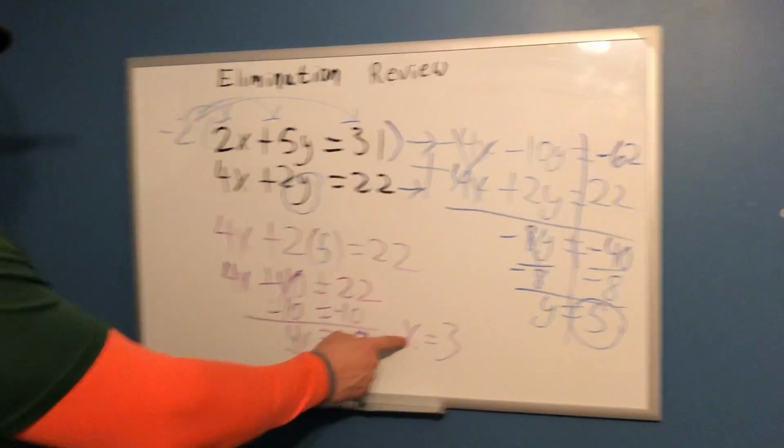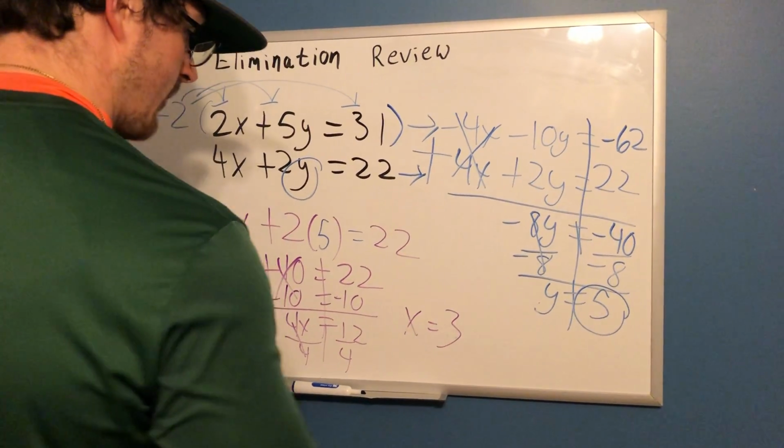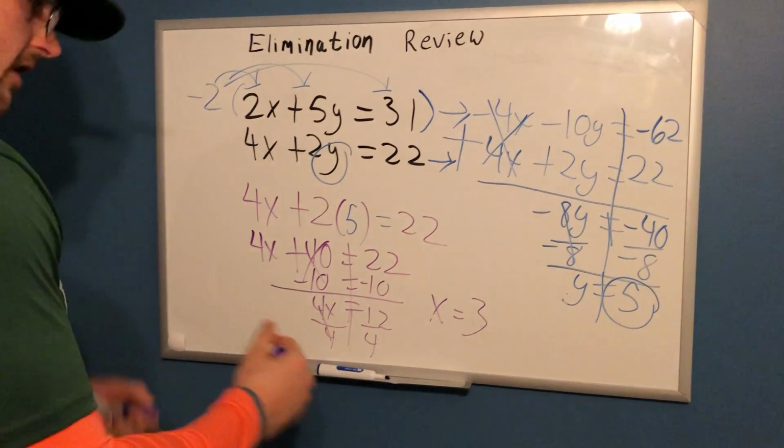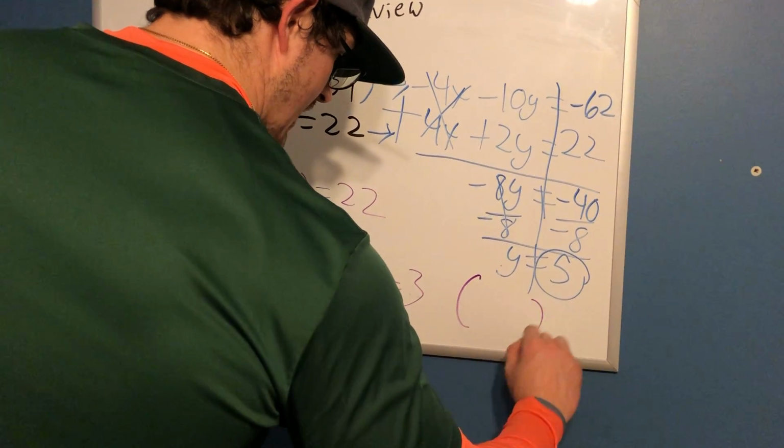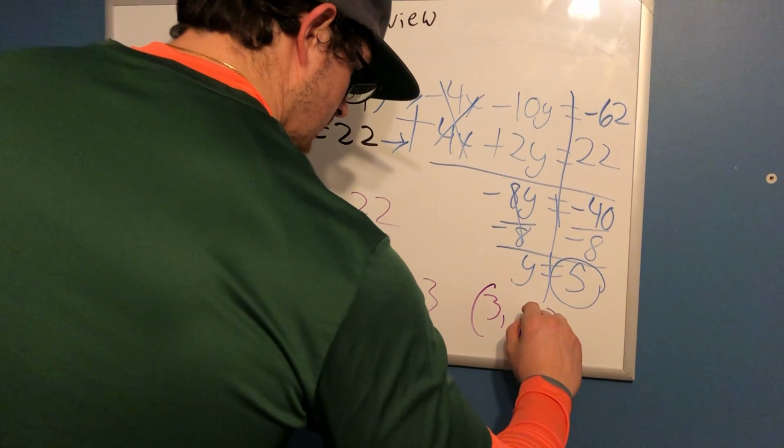So I got x equals 3, y equals 5. Remember, we want to write our final answer as an ordered pair. Our final answer is (3, 5).